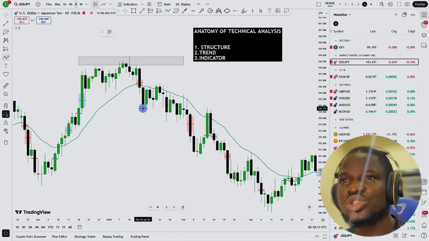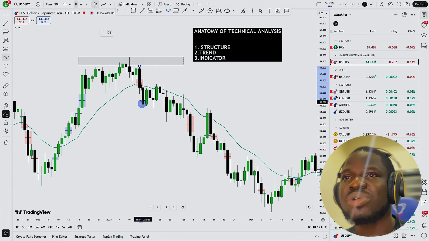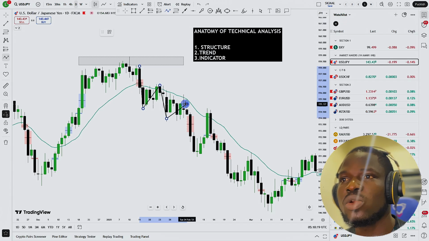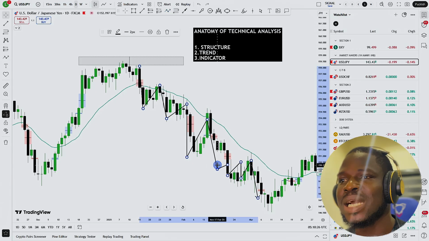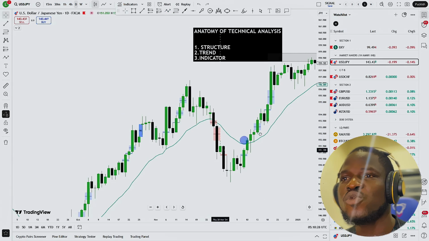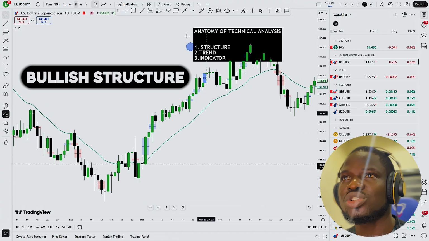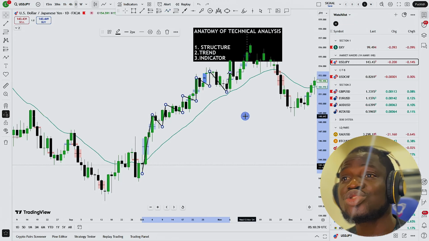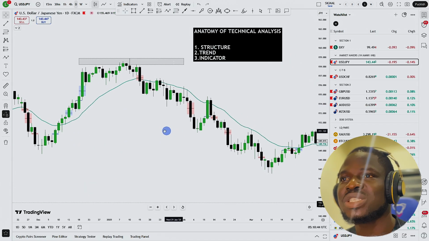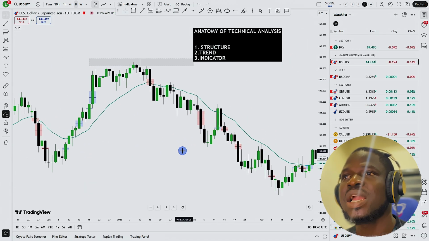If you are in a downtrend, the moment you realize that the price action is already trading below the 50 EMA, it is a sign that we are in a strong downtrend. And if we are in a bullish structure and you realize that the price action is trading above the 50 EMA, it is a sign that we are in a strong uptrend market. But in today's video, we're going to start with a downtrend market.